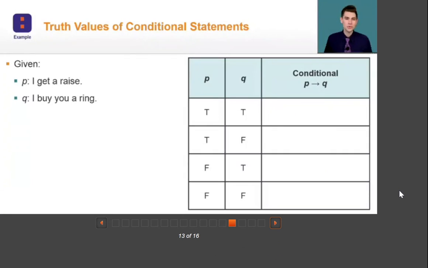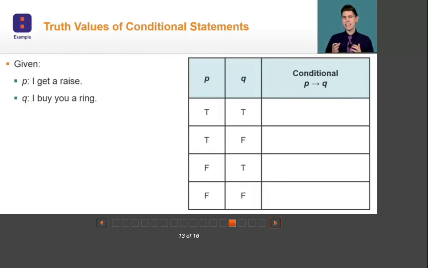Let's take a look at the truth values of conditional statements. We can use a truth table like this one to break down whether a conditional statement is true or false based on its parts. Let's take a look at what's given. P is, I get a raise. Q is, I buy you a ring. So the conditional statement is, if I get a raise, then I will buy you a ring.